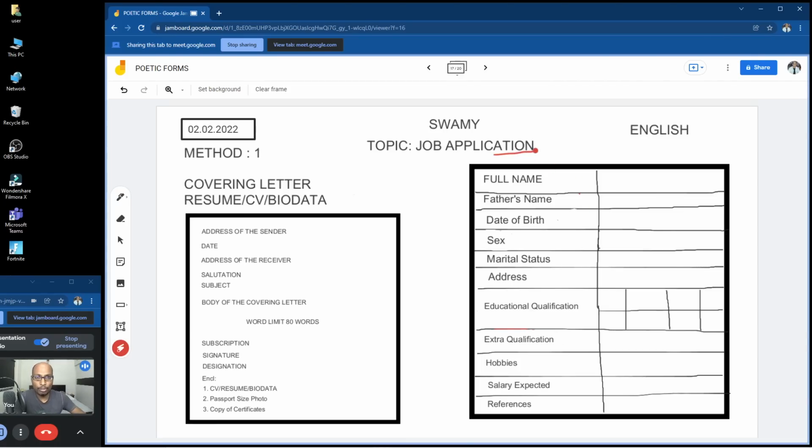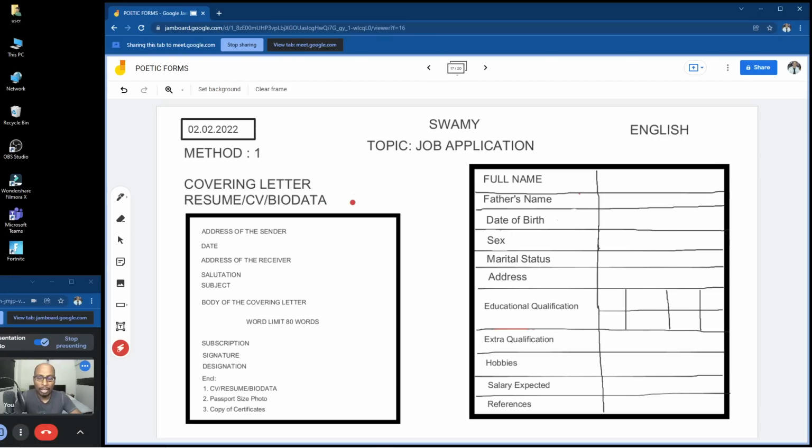The importance I told you: whenever you want to apply for any job, the first step is you have to submit a job application. In the latest version, it is called resume or curriculum vitae or biodata, which you have to attach. There are so many methods you may use to prepare a job application, but this is one of the methods. CBSE has not prescribed any method for job application. They have given a format that there must be a covering letter and resume, or you can call it a CV or biodata depending upon the question.